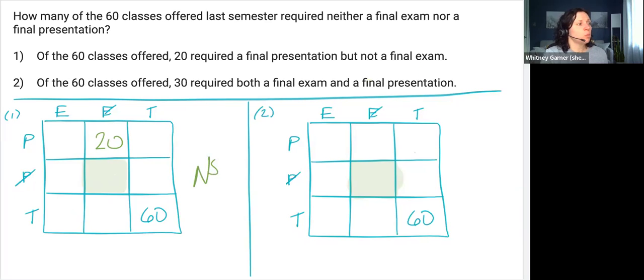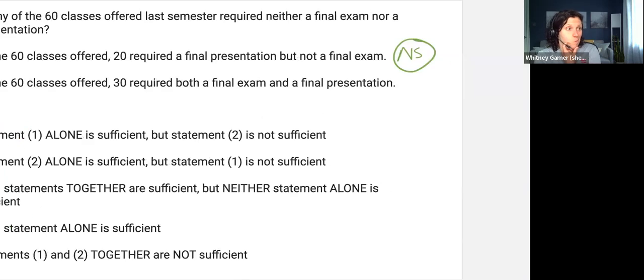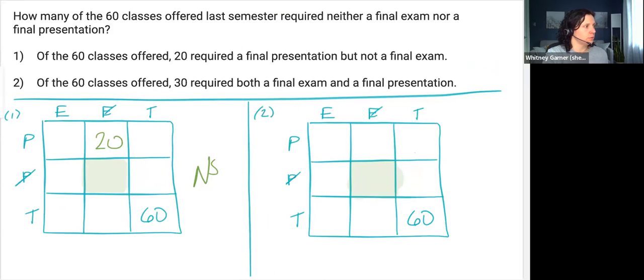So if statement one is not sufficient, what answer choices can I eliminate? So it's definitely not that statement one alone is sufficient. And it's not that each statement alone is sufficient. So I'll kill off A and D. So now let me try statement two.